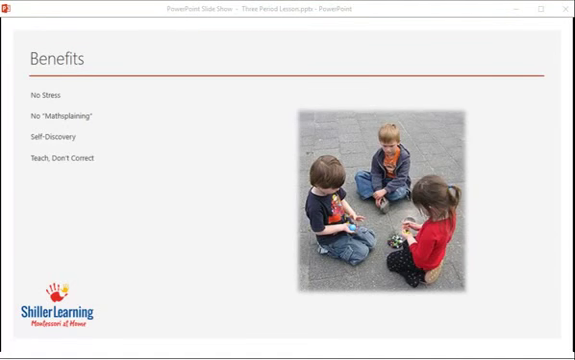Let's take a look at what some of the benefits are to this approach. First, it's easy peasy, no stress. Now, tomorrow's a new day and kids aren't computers. They forget sometimes. And if they do, period one. Oh, this is a hexagon.